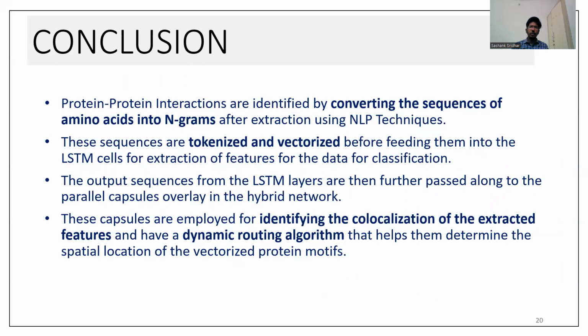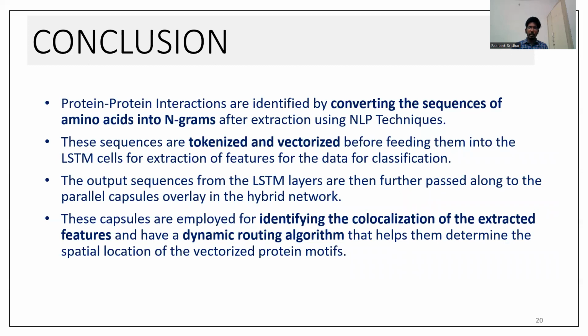Conclusion: we identify protein-protein interactions by converting the sequences of proteins into N-grams by using NLP techniques. These sequences are tokenized and vectorized before feeding to LSTM cells for extraction of features for classification. The output sequences from the LSTM layers are further passed along to parallel capsules, and this helps to identify the co-localization of the extracted features.